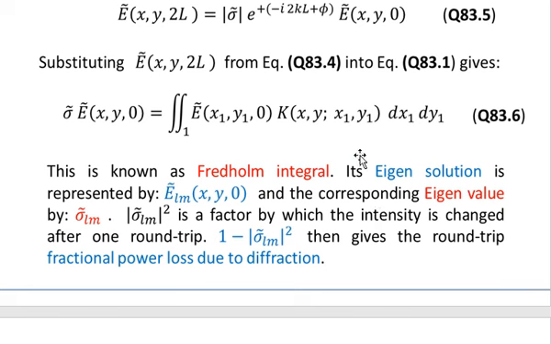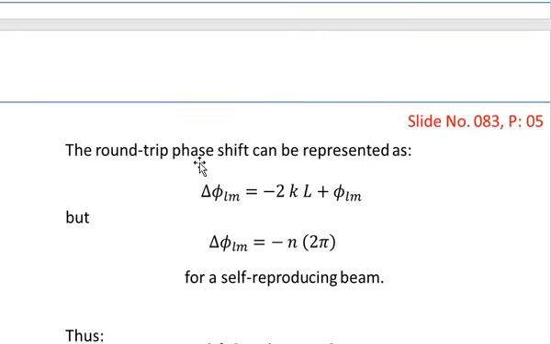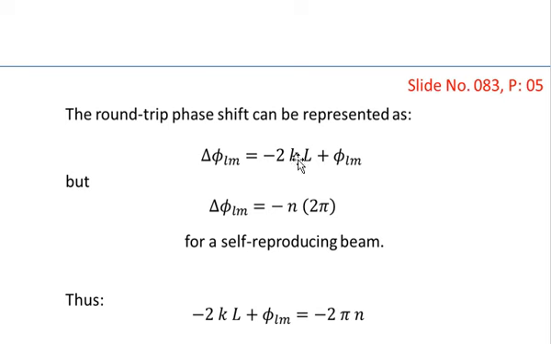Now, rather than solving this integral, which would be beyond the boundaries of this lecture, we are just going to give the important points relevant to this integral. The round trip phase shift can be represented as delta phi Lm. This is the change in phase shift in one round trip, equal to minus 2kL plus phi Lm, where phi Lm is the phase which was initially present, and after one round trip the change in phase was equal to delta phi as given on the left hand side.